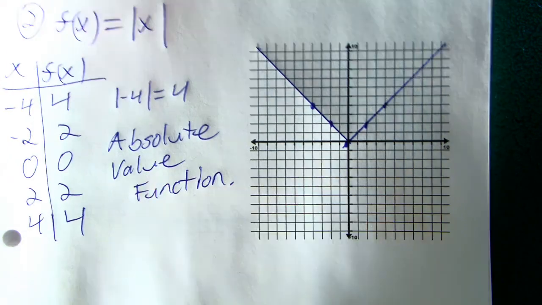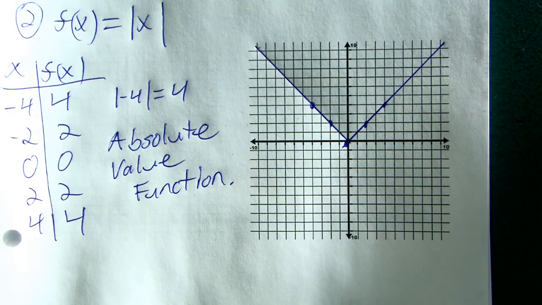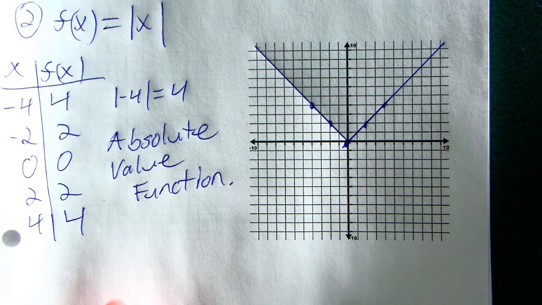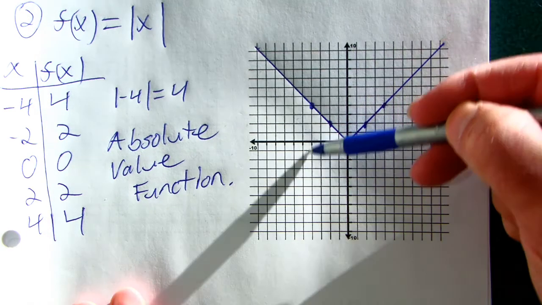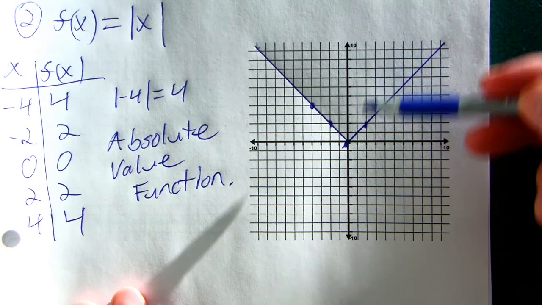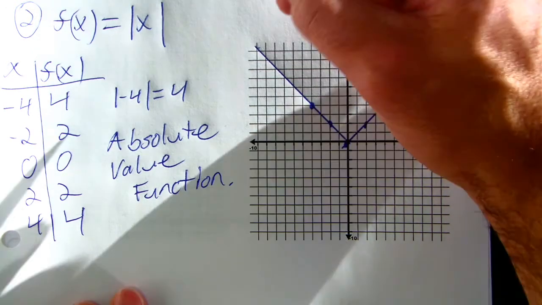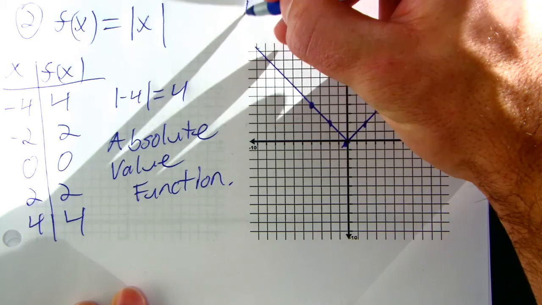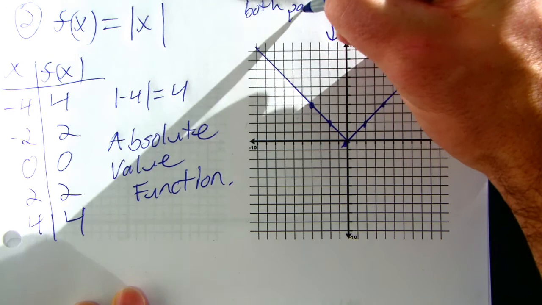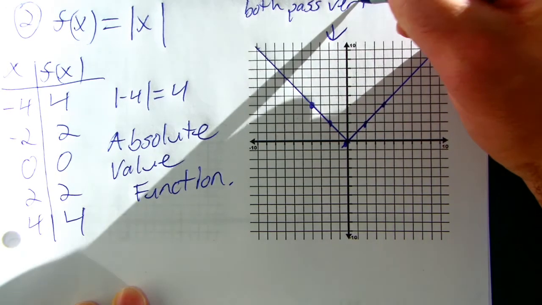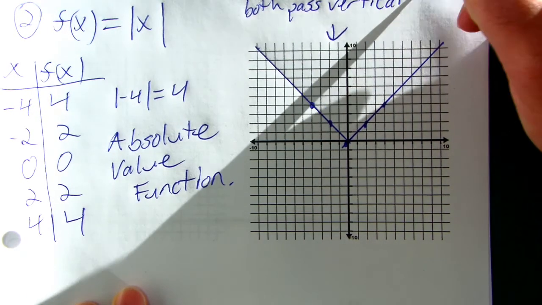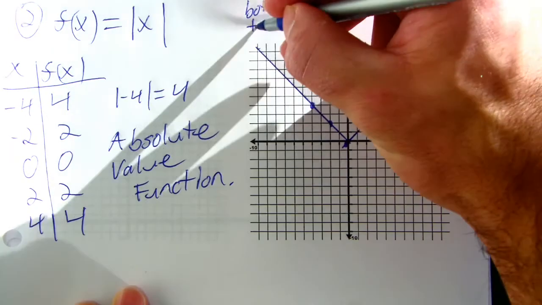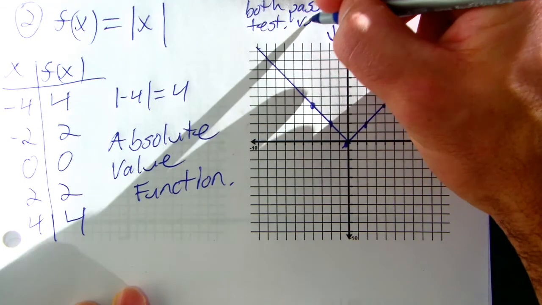All right, so something we're going to talk about in the next problem is passing the vertical line test. And the vertical line test is to see, do I have a function here? Okay, and what that means is if I draw a vertical line through this graph, my vertical line can only hit it in one place. So both these graphs, again, a vertical line would only hit it in one point.